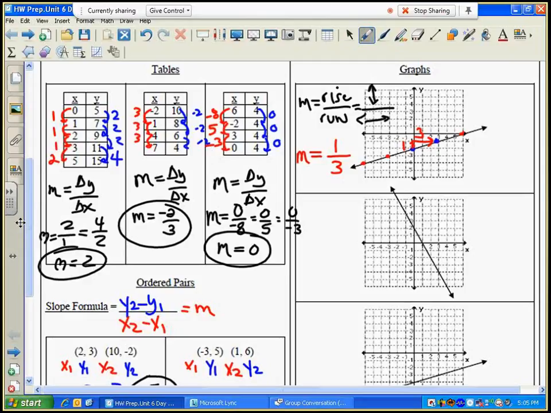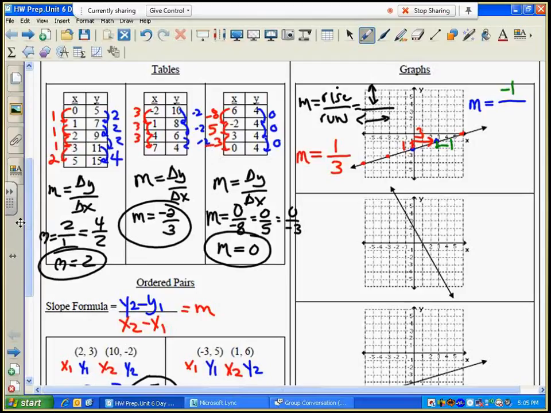Up 1, right 3. But then you might say, whoa, whoa, whoa, Mr. G, what if you went the other direction? Okay, well, let's do that. Let's say I go from the right dot to the left. Well, in order to do that, I would have to go down 1, so -1, because I'm going in the down direction. Then left 3.